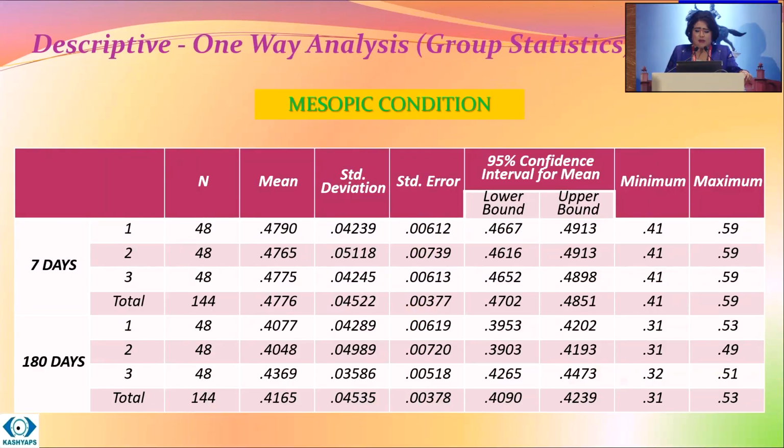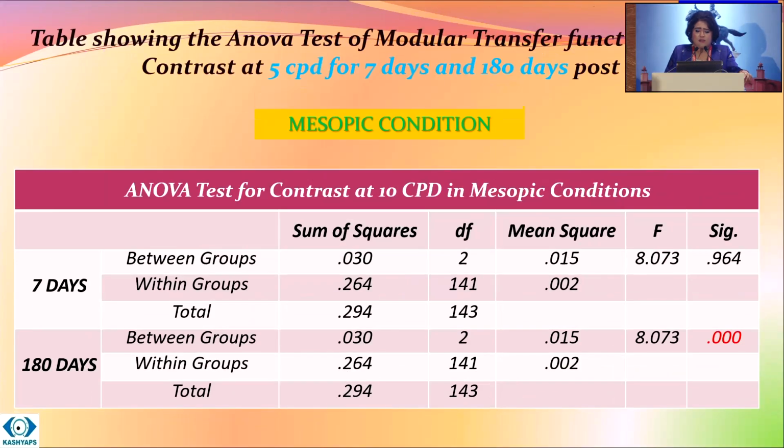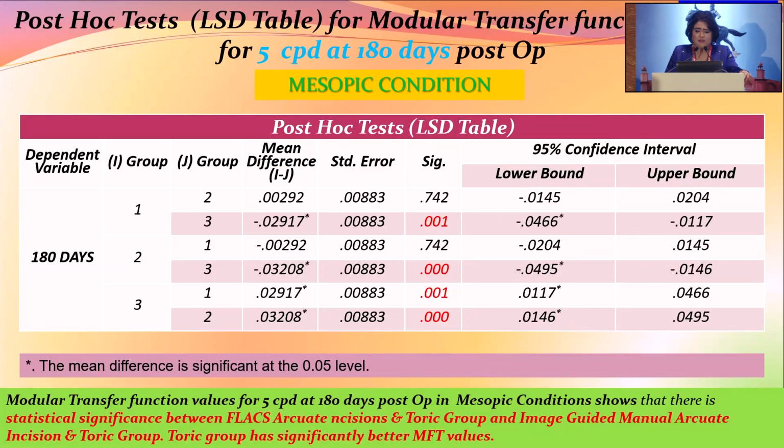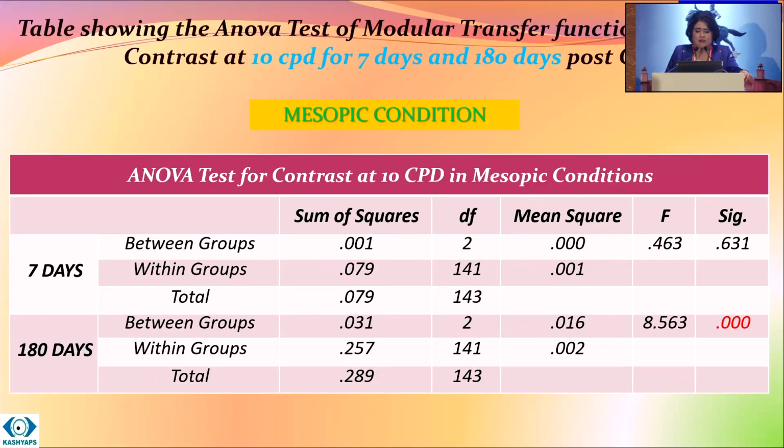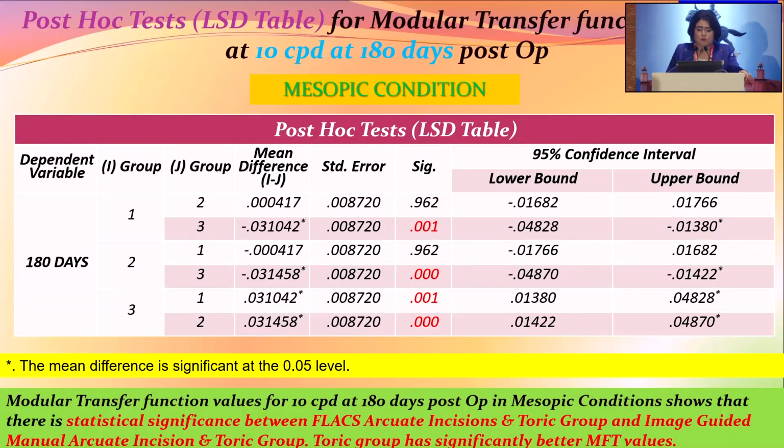And this is the one-way analysis, mesopic condition at 5 CPD. This is the ANOVA test at 5 CPD, and it shows significance. In the ANOVA at 180 days, it shows by post hoc LSD table that the toric IOL group had significantly better MTF values at 5 CPD at 180 days. This is the one-way analysis. This is the ANOVA again applied at 10 CPD, and it shows significance at 180 days. And post hoc test, LSD table shows the toric IOL has significantly better MTF values as compared to the first 2 groups at 10 CPD at 180 days.